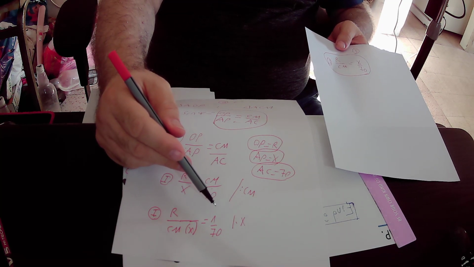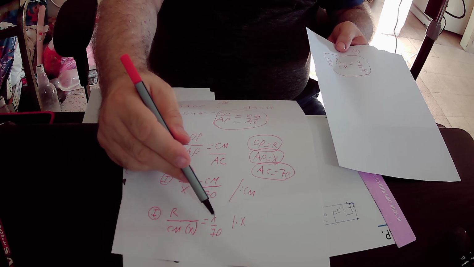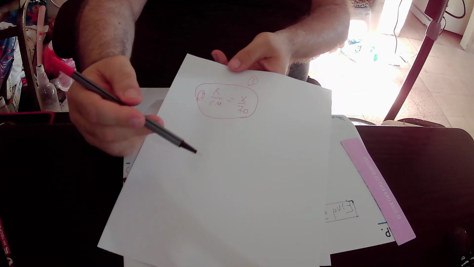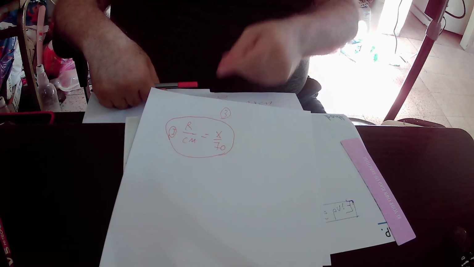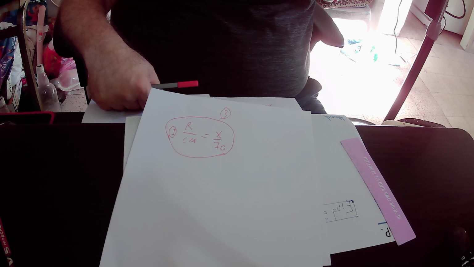x times 1 divided by 70 equals x over 70. So we have the first equation that states that R over CM equals x over 70.